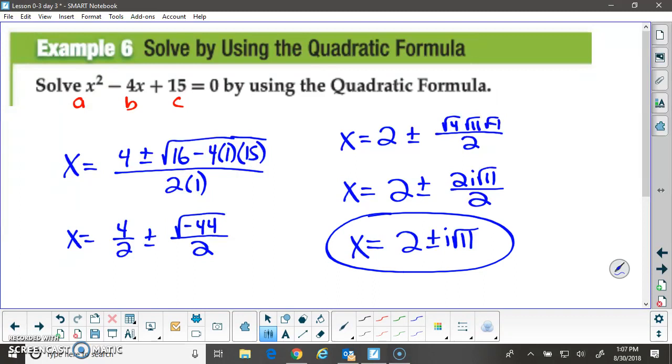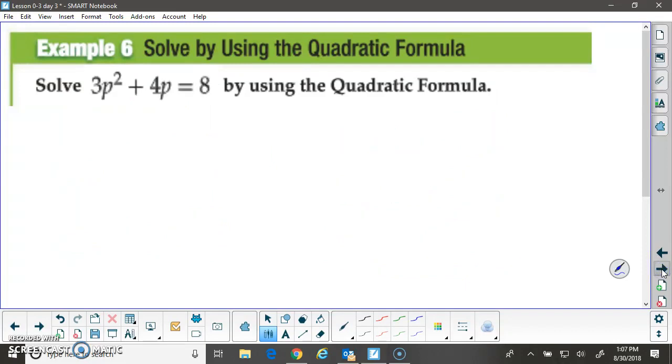Now these are imaginary solutions, which means that if we were to graph this quadratic function, we would not see it cross the x-axis because the solutions are imaginary. Here's another example. Now, this gets a lot of students, but you can maybe tell that it's not in standard form because the constant 8 is over on the right-hand side. So I would rewrite this in descending order. That helps you identify your a, b, and c values.